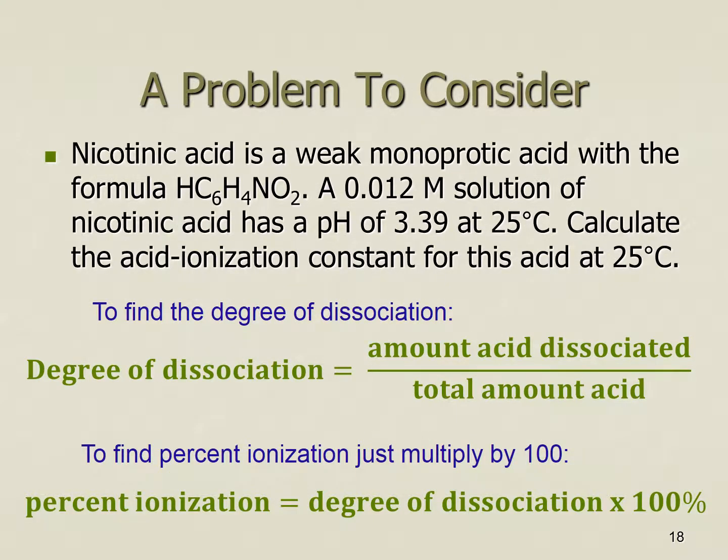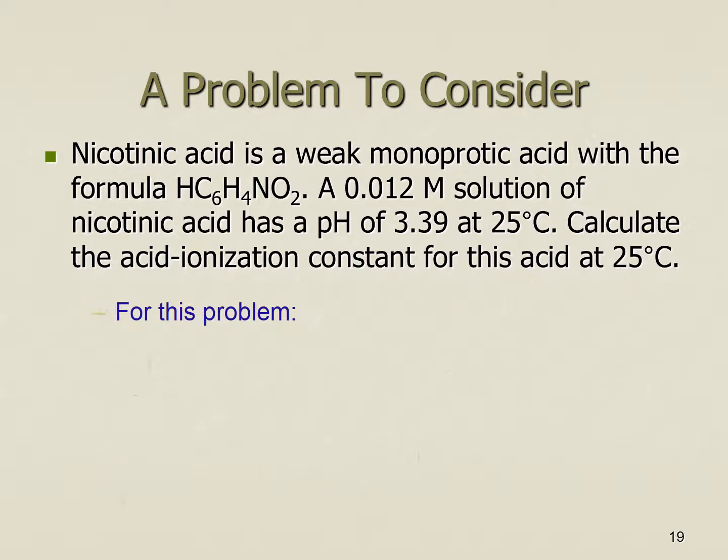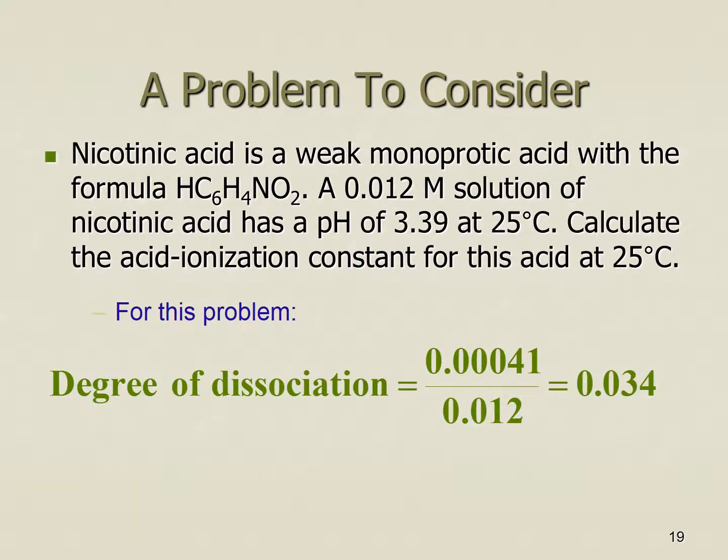All right, now it didn't ask for this, but let's decide what is the degree of dissociation, or the percent of dissociation, or degree of ionization. They all kind of mean the same thing. So the degree of dissociation just means how much of it has actually dissociated divided by the total amount that you have. And then to find the percent ionization, you just multiply by 100. So we know how much dissociated, so we can plug that in, divided by the total amount, 0.012, and then multiply that by 100.